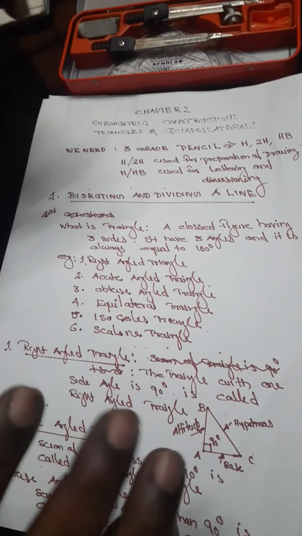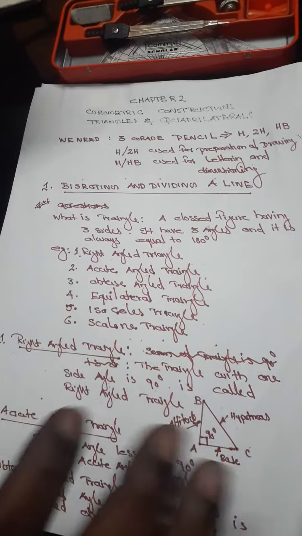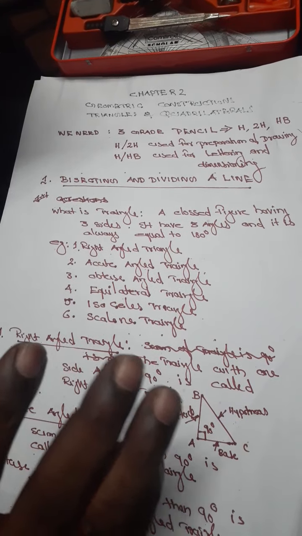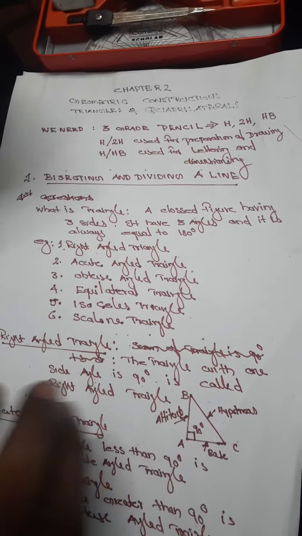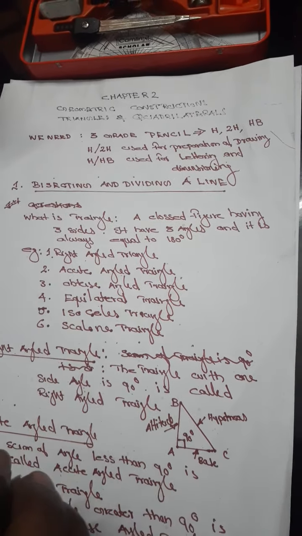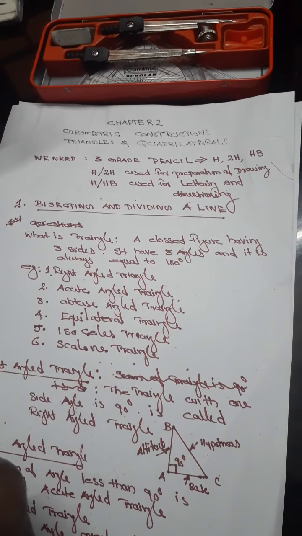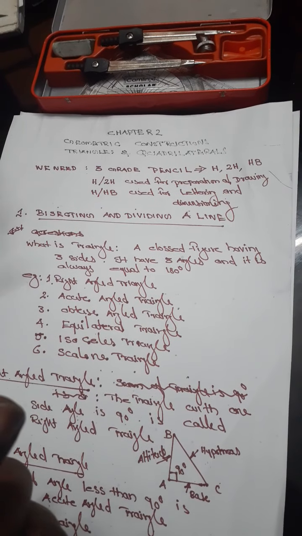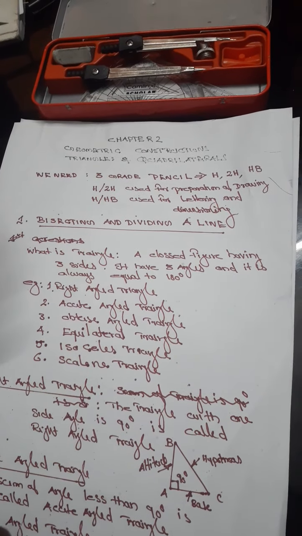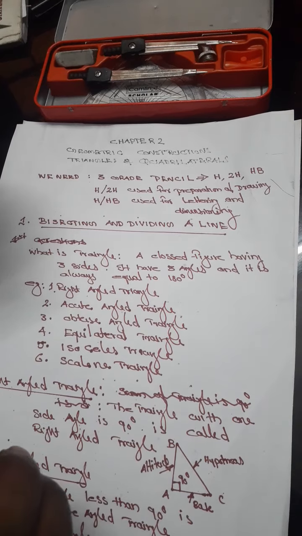In this chapter, we will discuss how to draw different types of triangles and quadrilaterals. I explain once more. What do you mean by a quadrilateral? A quadrilateral is a 4-sided closed figure. We will discuss it later.